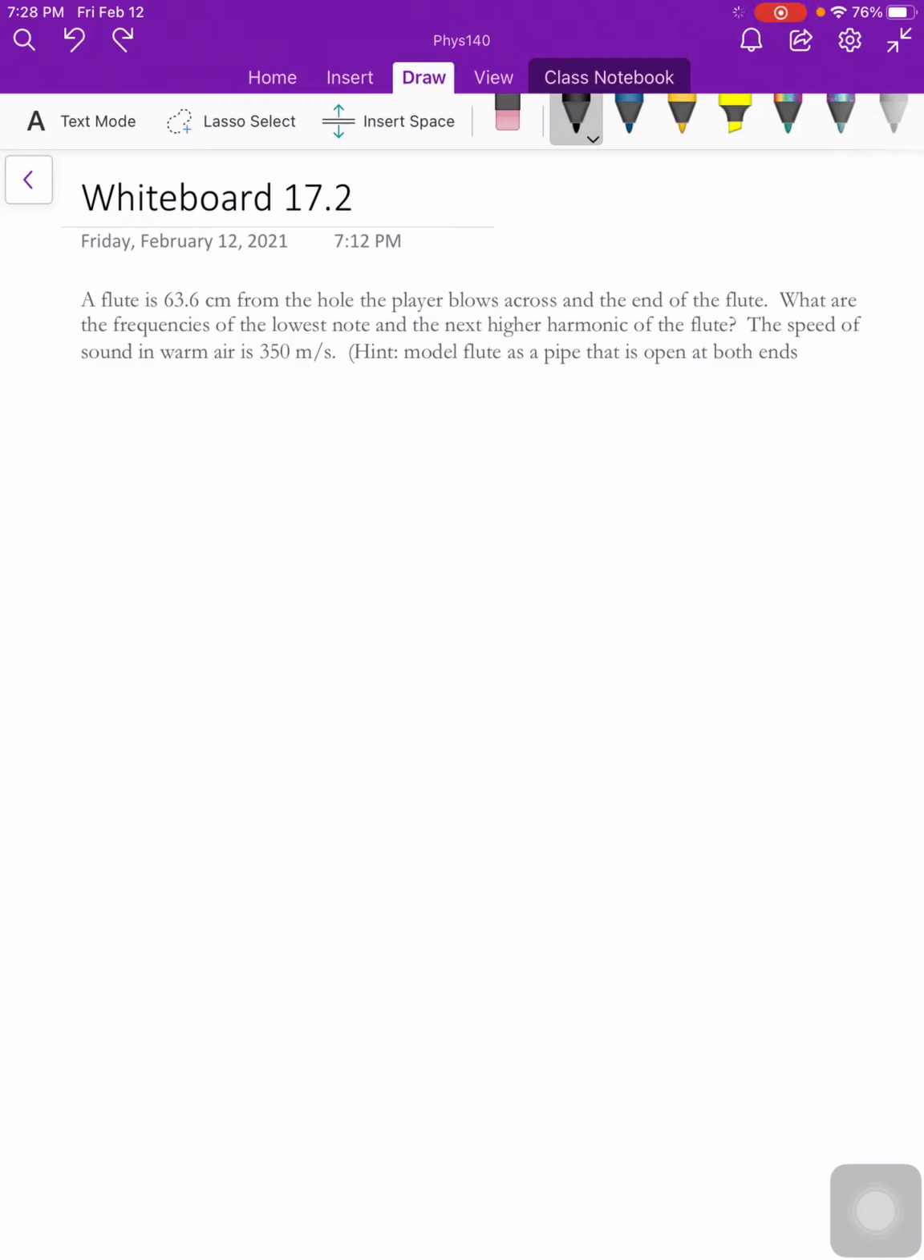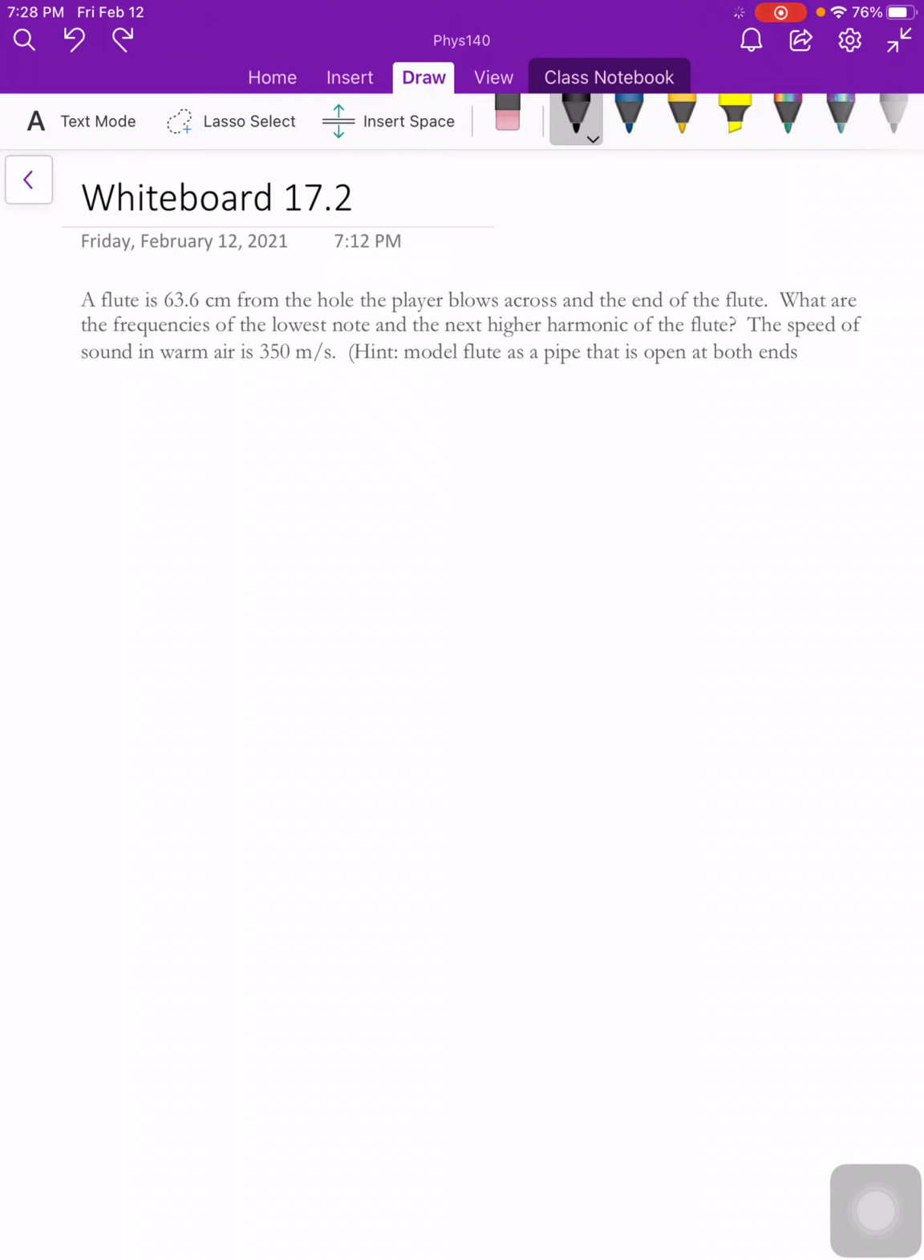A flute is 63.6 centimeters from the hole the player blows across to the end of the flute. What are the frequencies of the lowest note and the next higher harmonic of the flute? The speed of sound in warm air is 350 meters per second, and we have a hint that we need to model the flute as a pipe that is open at both ends.